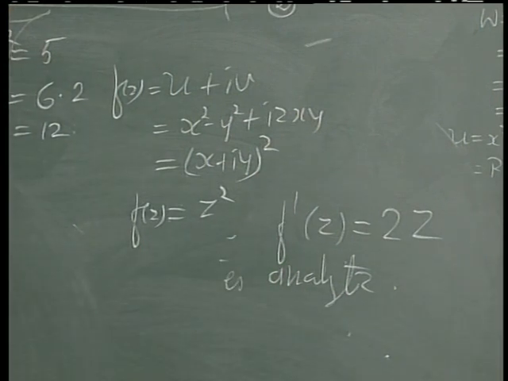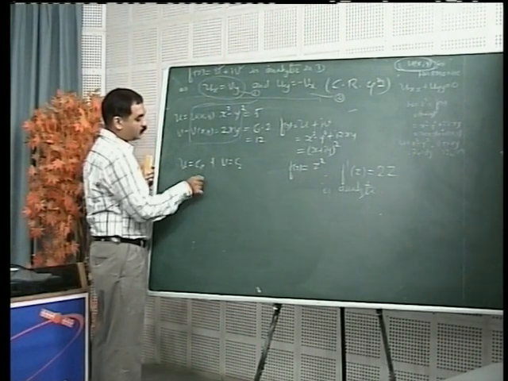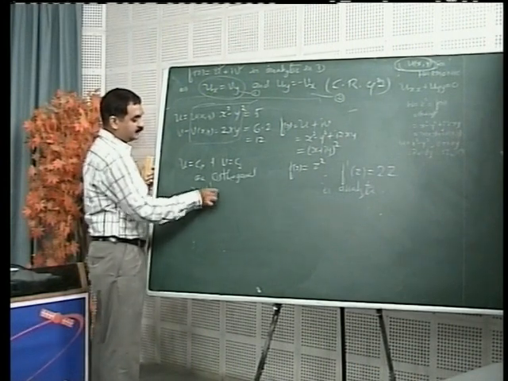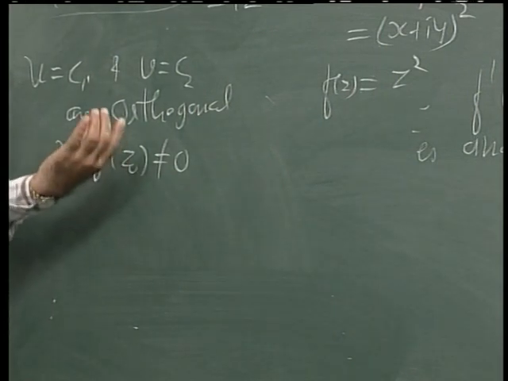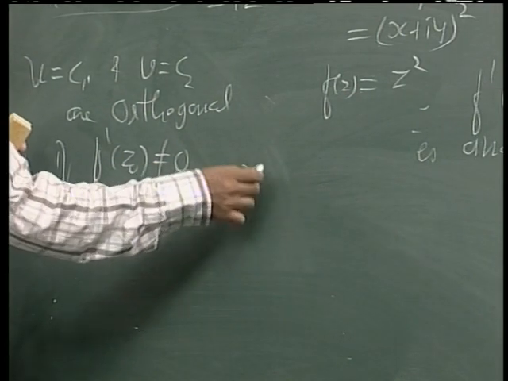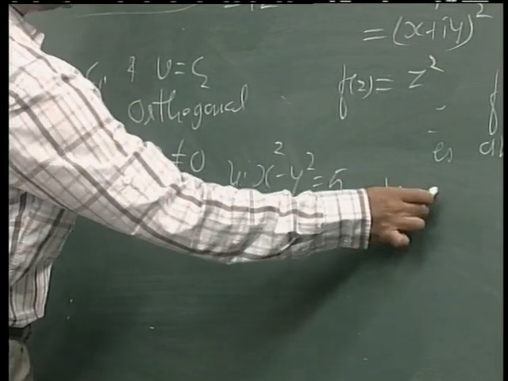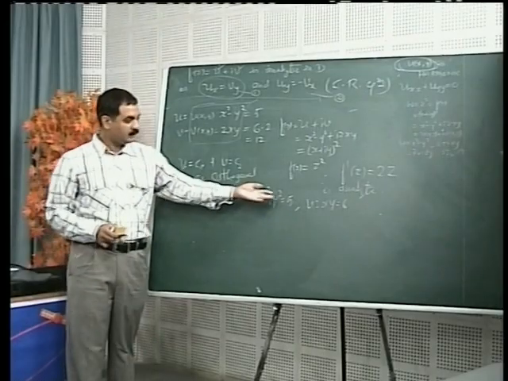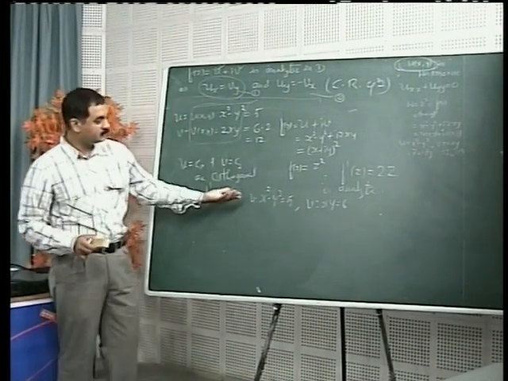Now what the statement says: two curves u equal to C1 and v equal to C2 are orthogonal if f dash z0 is not 0. Now what is z0? z0 is the common point of both the curves. So we need to find the common point of these two curves, u, that is x square minus y square equals 5, and v, that is xy is 6. Just by simple calculation and a few steps you will get the common points. You can take y as 6 over x and then just proceed.